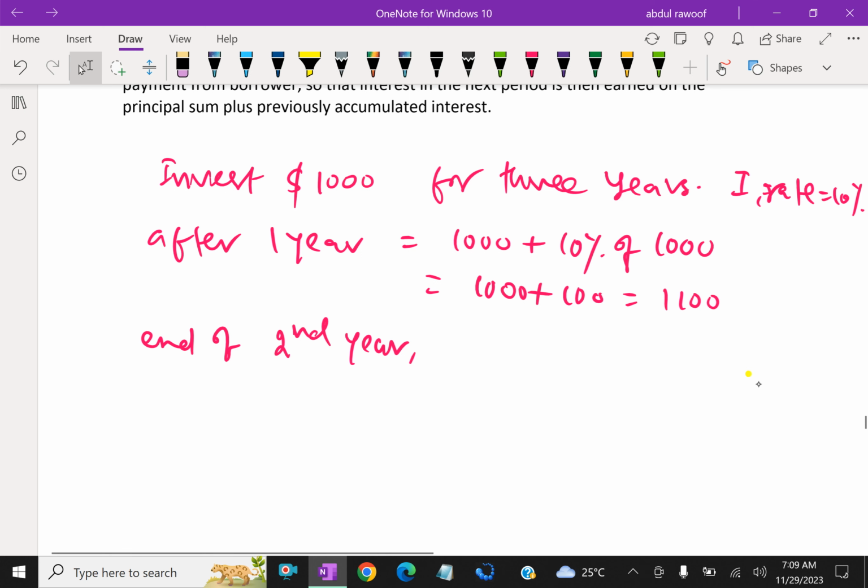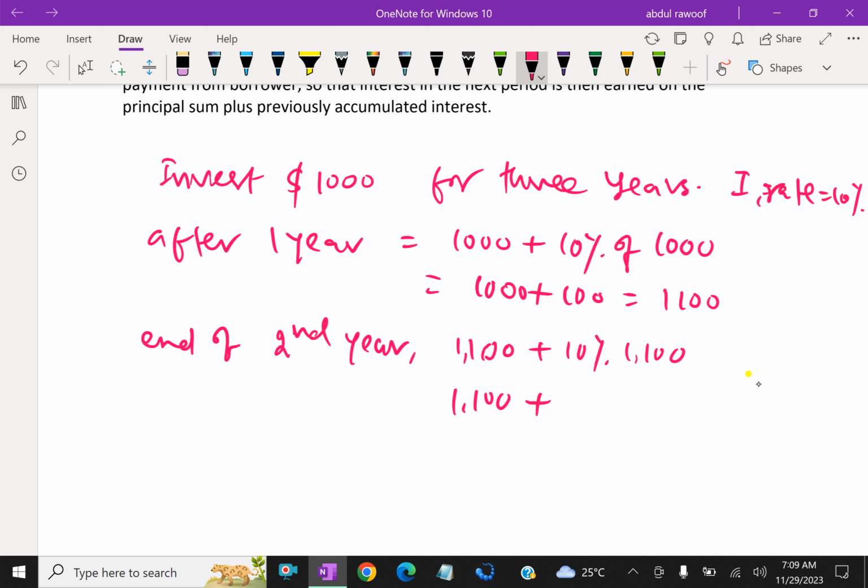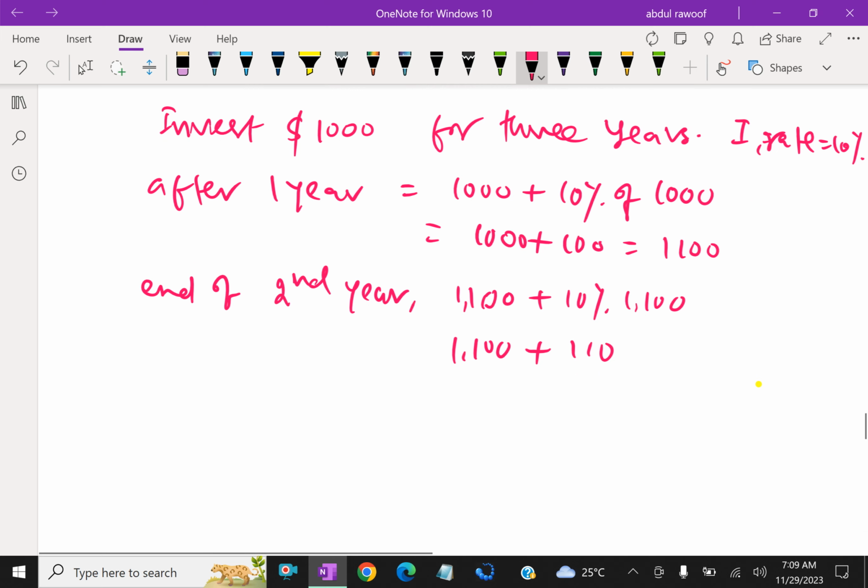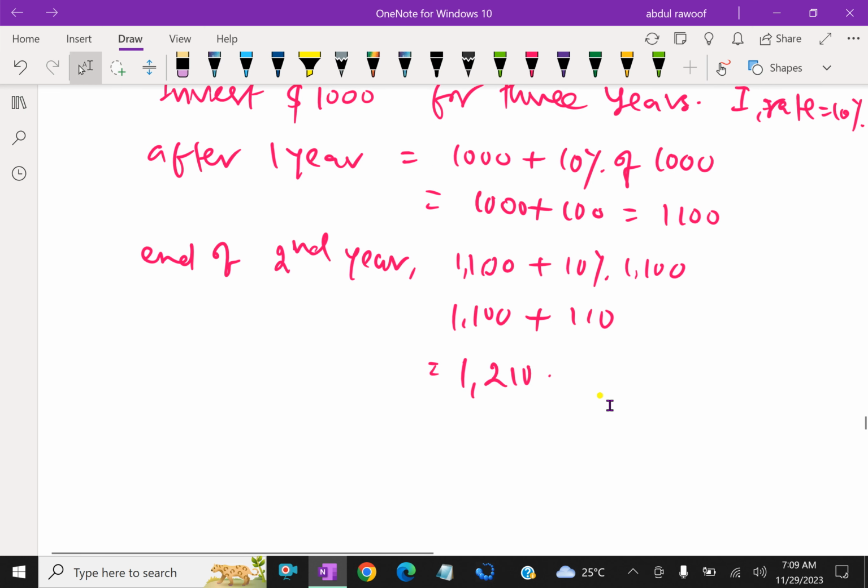That is our principal, 1,100, plus 10% of 1,100, which is 110. So adding it we get 1,210. This is at the end of the second year. Like this, every year we follow this sequence.